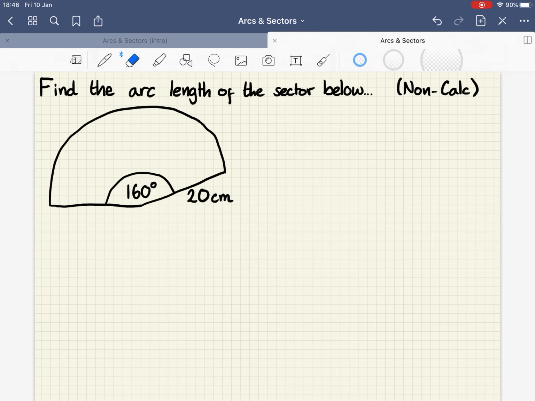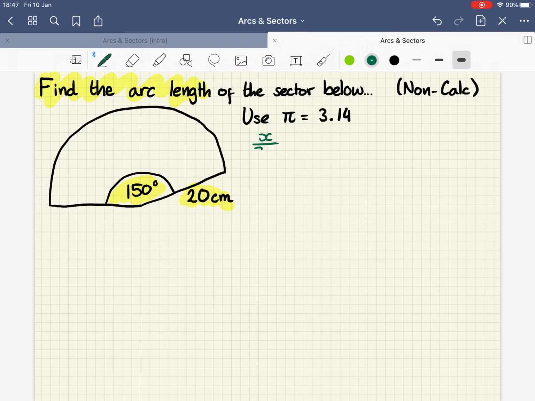Okay, last one. I'm just very quickly, I remember I changed this in my notes. So, last one. This is actually a non-calculator one, and normally it would also state use pi equals 3.14. So the information we have, it is telling us to find the arc length. It's given us an angle and a radius.